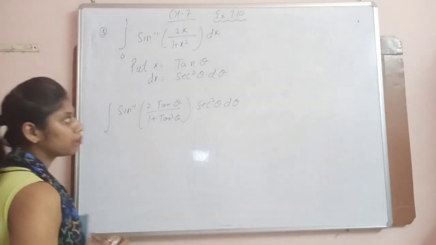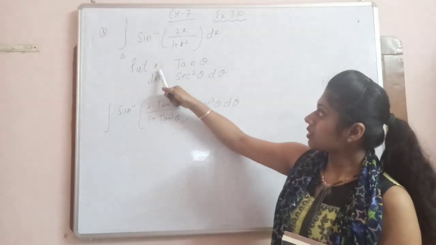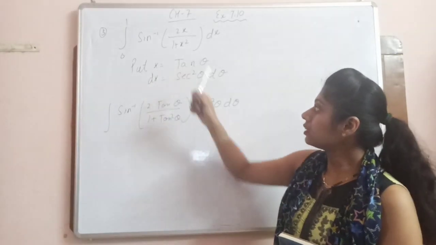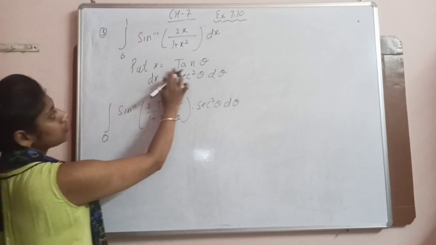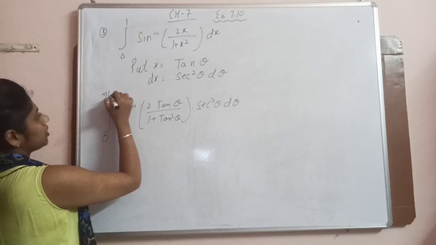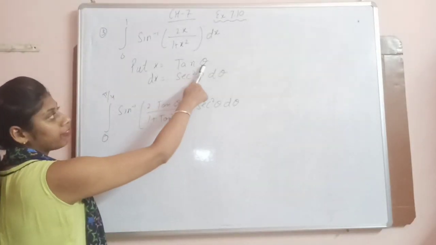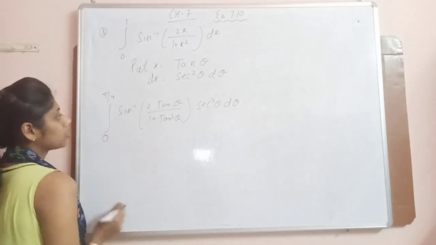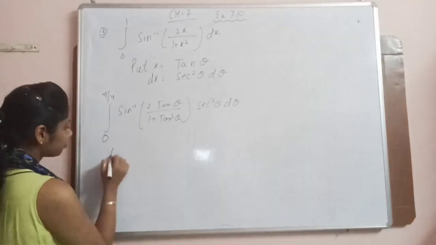So the limits will become: if x is 0, then theta will again be 0, and if x is 1, then theta is pi by 4. Clear? Because tan 45 is 1. So our limits will become 0 to pi by 4.